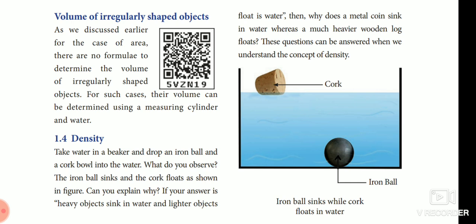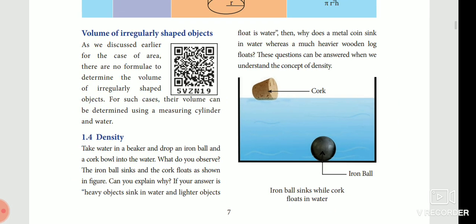The iron ball sinks as shown in the figure. Yes, the cork floats as shown in the figure. Can you explain why? If your answer is that heavy objects sink in water and lighter objects float in water, we already know that. Why does a metal coin sink in water whereas a much heavier wooden log floats? This question can be answered when we understand the concept of density.